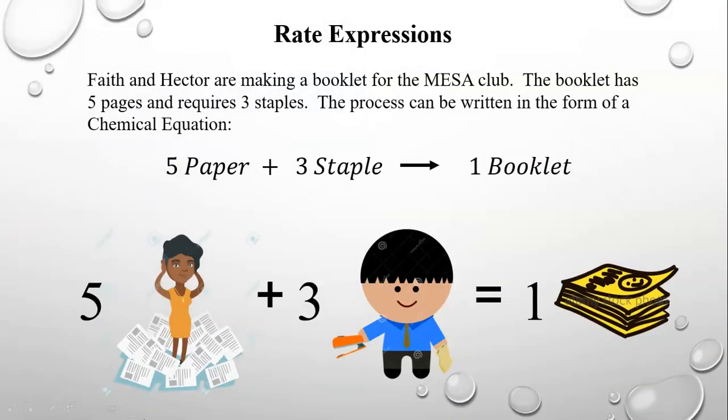So let's take an example of a rate expression. A rate expression equates the rate at which the reactants are being used up and the products are being produced. So here's a simple little example. Faith and Hector are making a booklet for the Mesa Club. The booklet has 5 pages and requires 3 staples. So the process can be written in the form of a chemical equation. 5 paper plus 3 staple will result in 1 booklet.